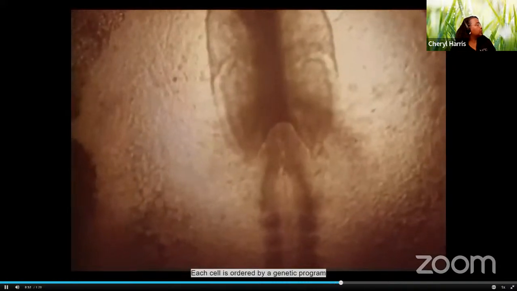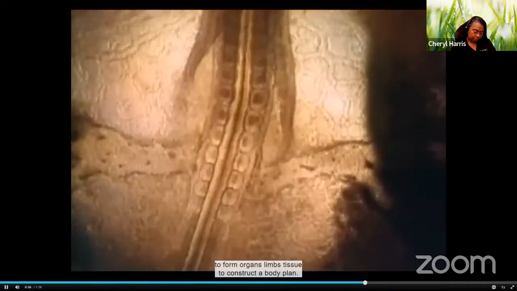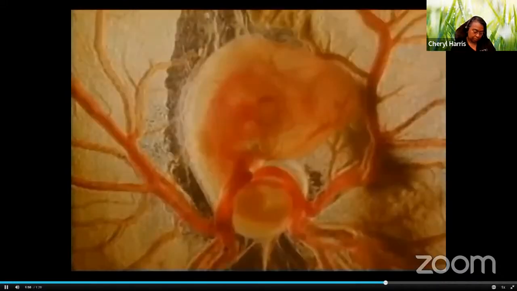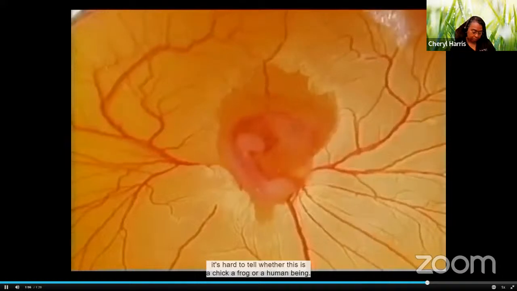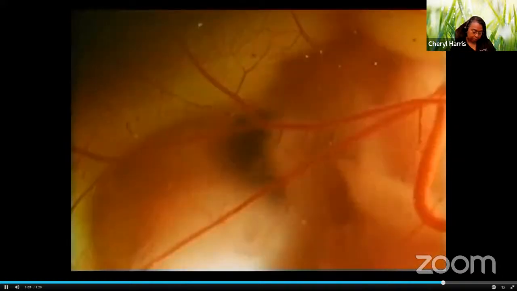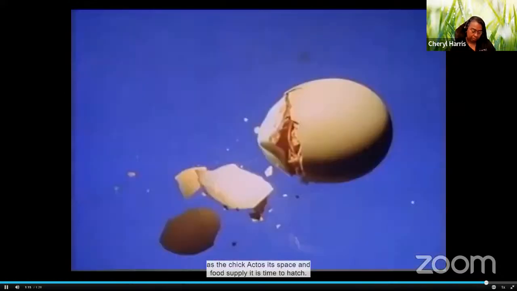Other cells are becoming heart cells and are forming a primitive beating heart. Each cell is ordered by a genetic program to form organs, limbs, tissue, to construct a body plan. At these early stages of embryonic development, it's hard to tell whether this is a chick, a frog, or a human being. Here, bumps on the limb develop into feathers. And as the chick outgrows its space and food supply, it is time to hatch.